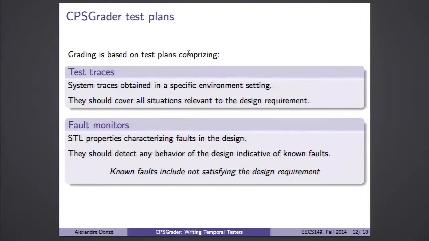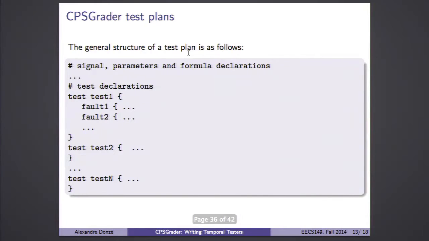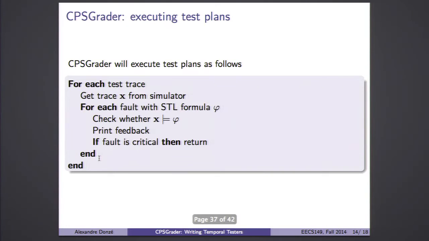Okay, so the general structure of the test plan follows this idea. You have the declaration of signals, parameters and formulas, and then you have the declaration of tests. So you declare test 1, and for each test you have fault 1, fault 2, then test 2 with its faults, etc. Okay, and the grader will just go through, and I think you observed this.